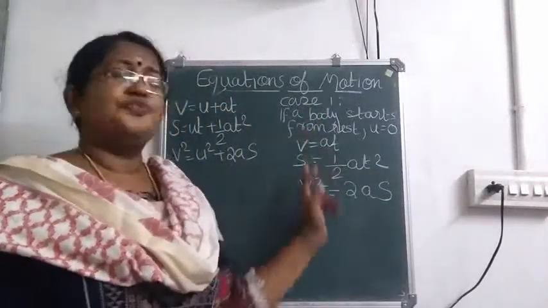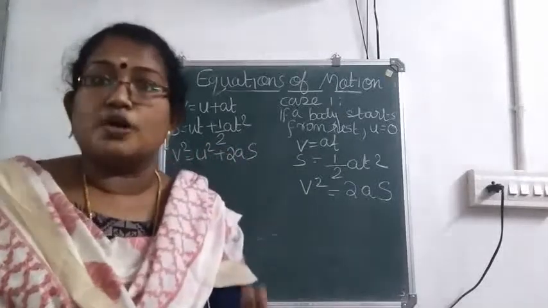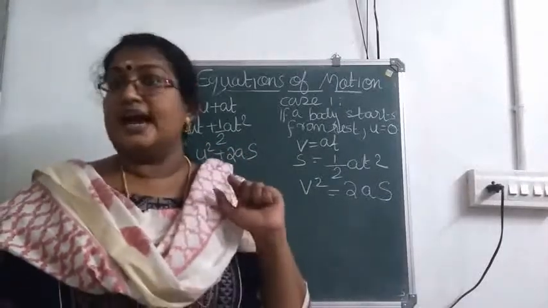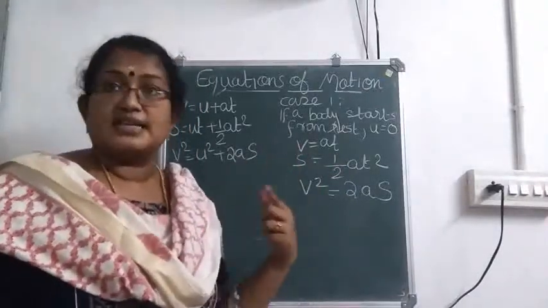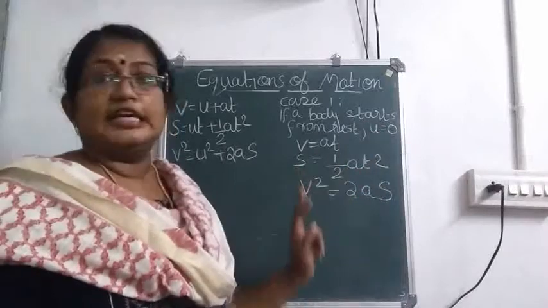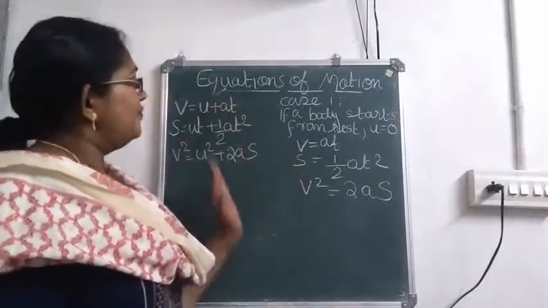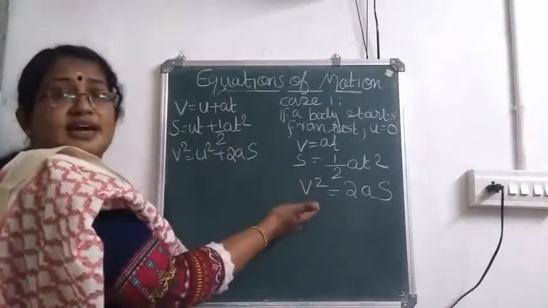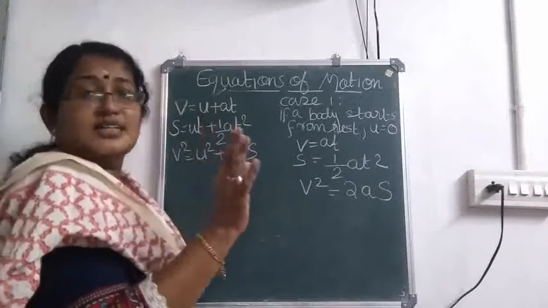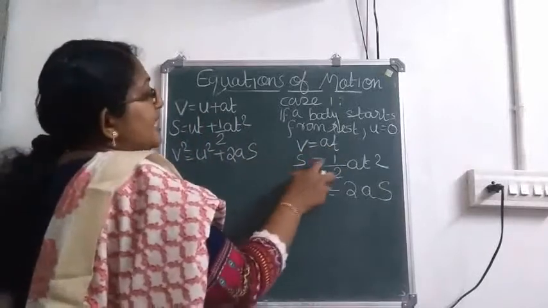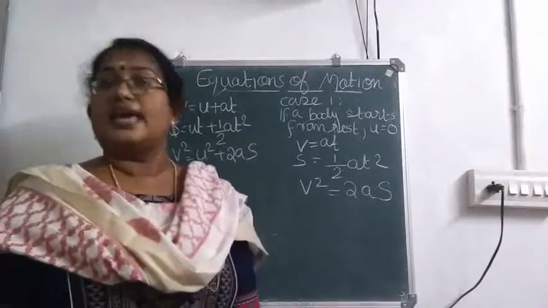So this is the first case, that is equations of motion for a body initially at rest, or a body which starts from rest. In that case, u will be equal to 0. If you are thorough with this equation, directly you can write this. So wherever u is coming, that can be omitted, isn't it? So v is equal to at, s is equal to half at square, and v square is equal to 2as.